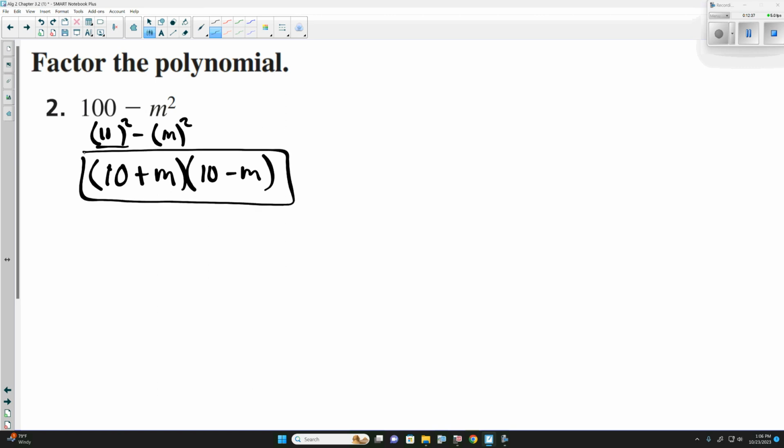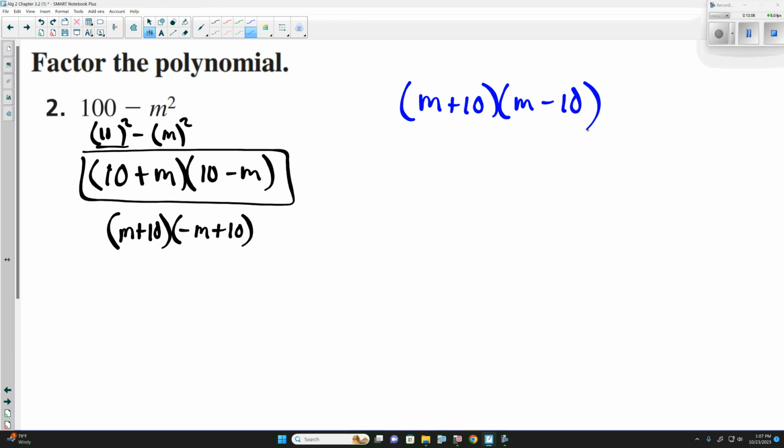Because technically we could flip the first one to m plus 10. And if we flip the second one, it would actually be negative m plus 10, because the negative is going with m. And normally with these here, whichever one was first goes first, whichever one was second goes second. Because I do see sometimes that some students would put this here as the factors of 100 minus m squared, and that's not right. What this is actually the factors for is m squared minus 100, because it's flipped completely.